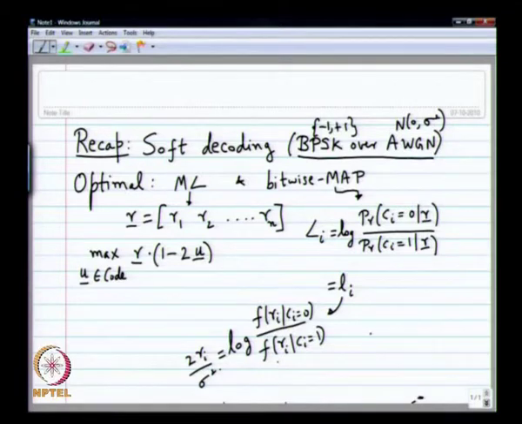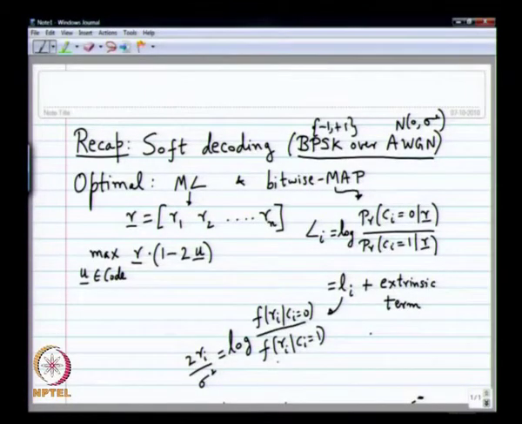So, you can write this as small li plus an extrinsic term. The extrinsic term is a bit messy, so I am not going to try and reproduce it. It involves a numerator and a denominator. The numerator is contributed by those code words which have 0 in the ith position, and the denominator is contributed by those code words which have a 1 in the ith position.